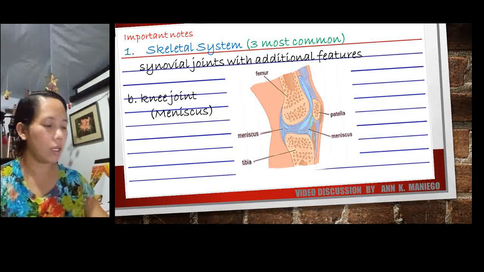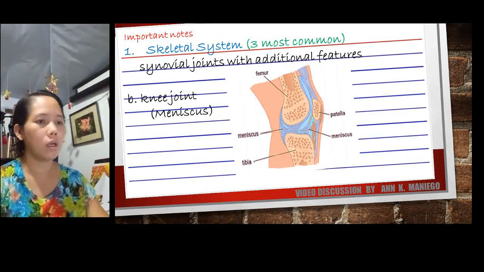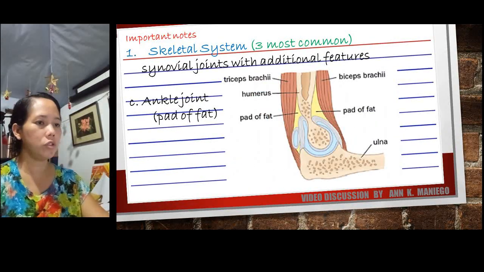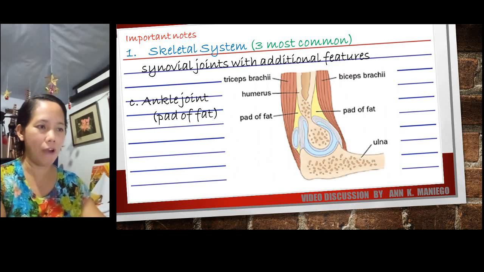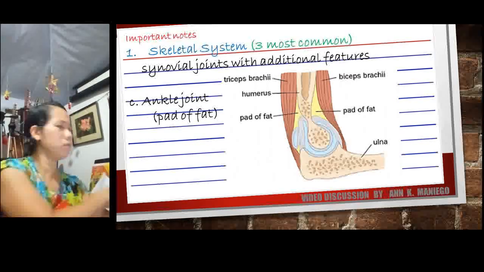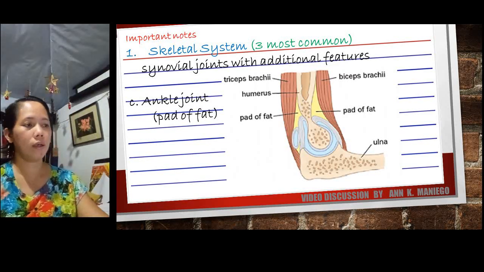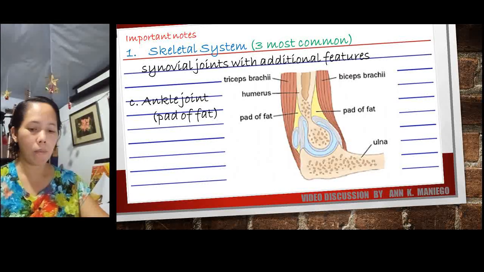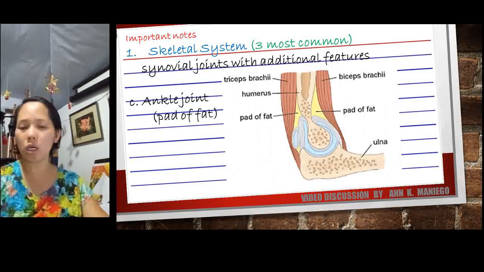Okay, then the third one is the ankle joint. So the ankle joint, we have a pad of fat, no, so pad of fat, unsa may gibuhat pud ni? Okay, si pad of fat is a fatty pad that provides cushioning between the fibrous capsule and a bone or muscle. No? So, cushioning na pud siya kay di ba?